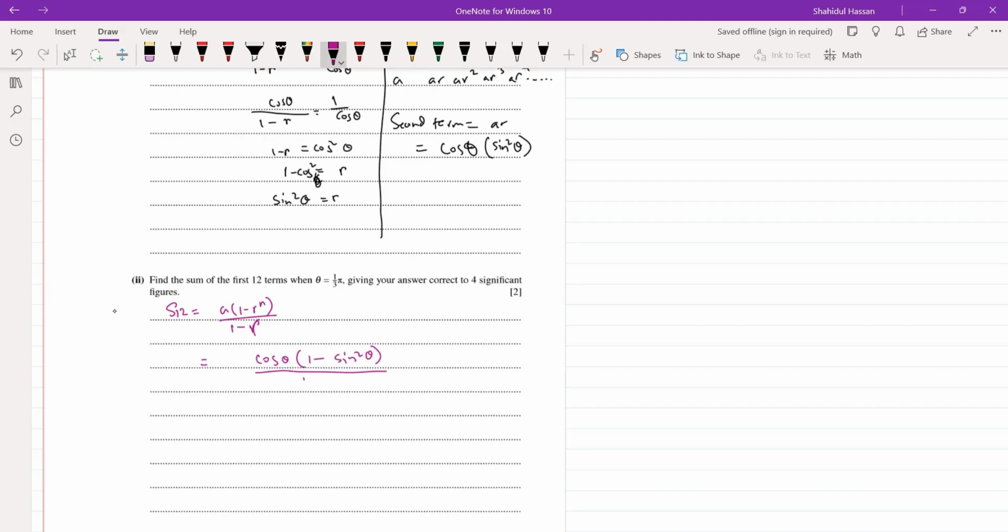I made a small mistake. It is 1 minus r to the power n, so 1 minus sine square theta to the power 12, and the denominator is 1 minus r, so this will be 1 minus sine square theta.